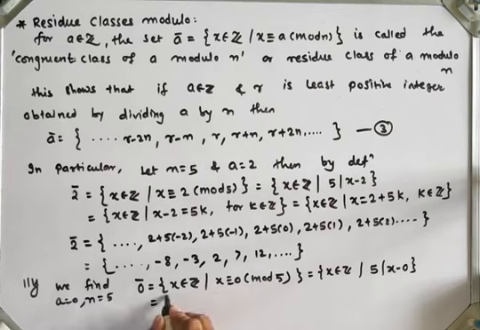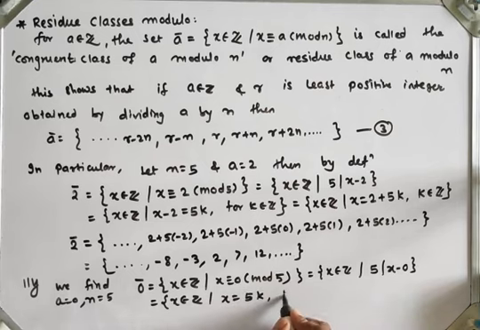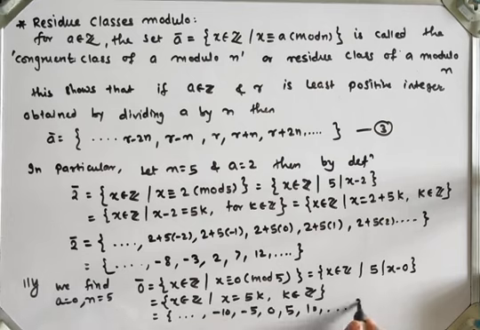This is nothing but x belongs to the set of integers such that, by the definition of divisibility, x is equal to 5 times k, where k belongs to the set of integers. So varying the values of k over the integers, we get the set. If I put k equal to minus 2, then minus 10. If I put minus 1, minus 5. If I put 0, 0. Put k equal to 1, 5. k equal to 2, then 10, and so on. This is the residue class of 0 modulo 5.